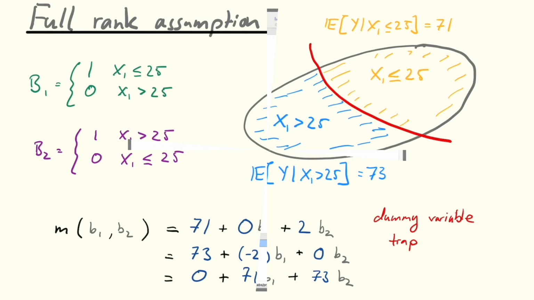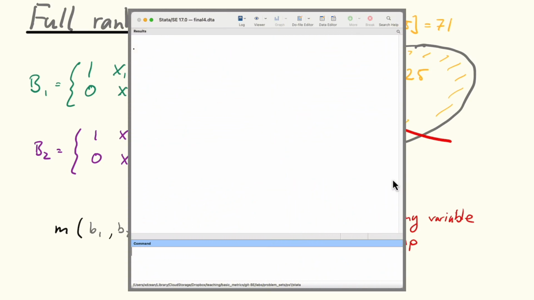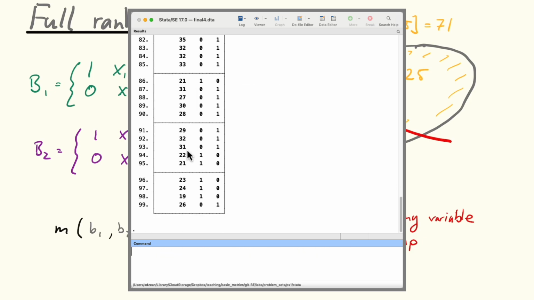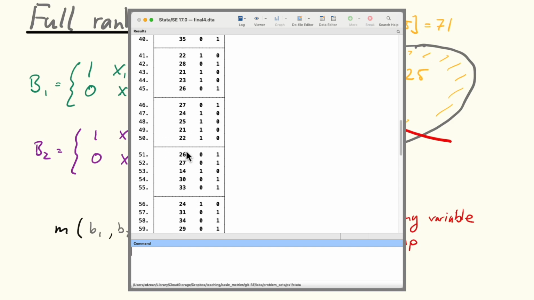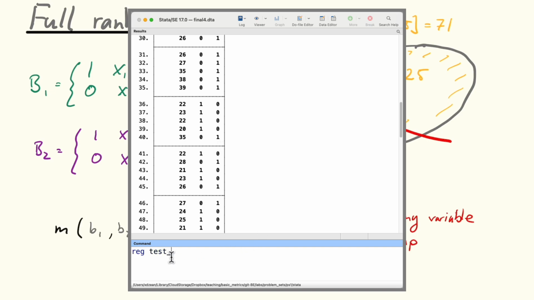Let me demonstrate. Here I am in Stata, and I've already loaded our classroom data. Let's code up the b1 and b2 variables. Let's check if this worked. And this is looking very good. b1 is 1 for the small classrooms, and b2 is 1 for the larger classrooms. Now let's run a regression. Let's regress test score on b1 and b2.